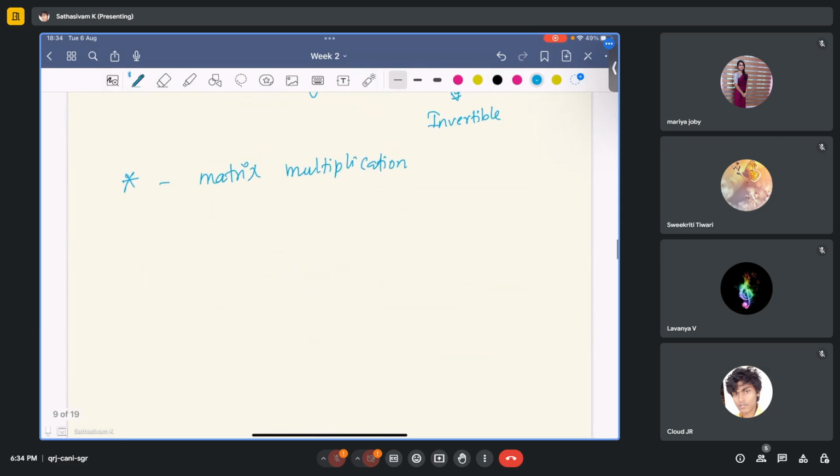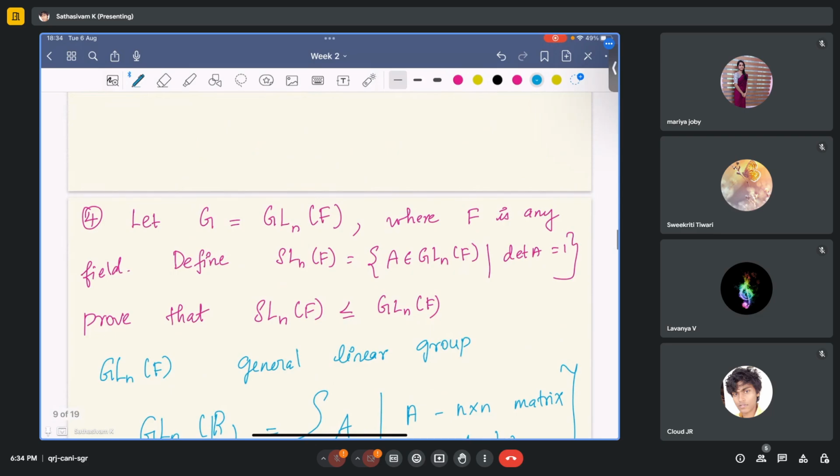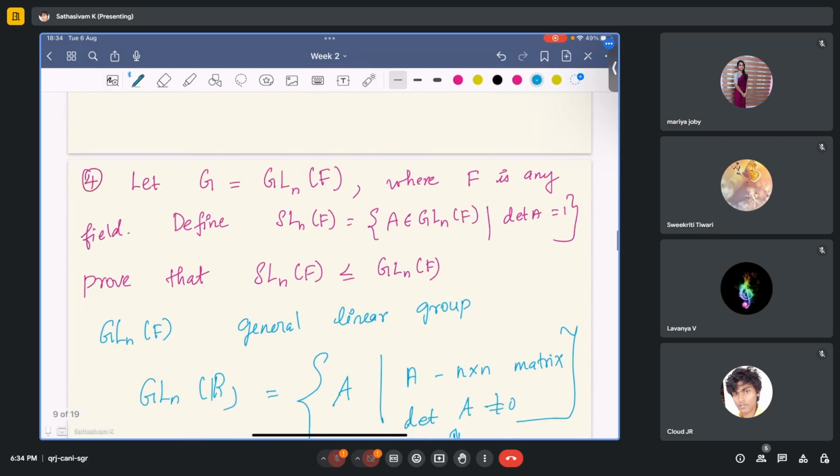So I will write here: this is the special linear group. Okay, and what we can observe is that SLN(R) is a subgroup of GLN(R). So that is the question, and that is what we are going to prove.